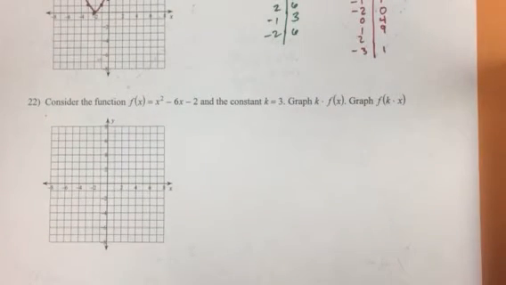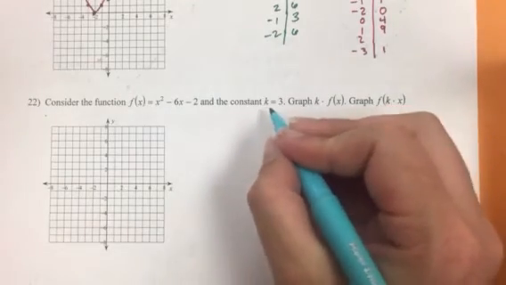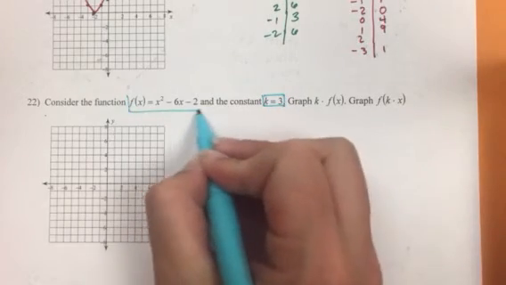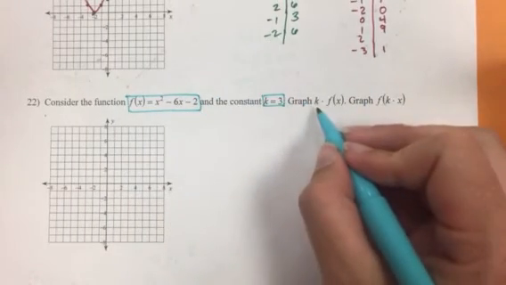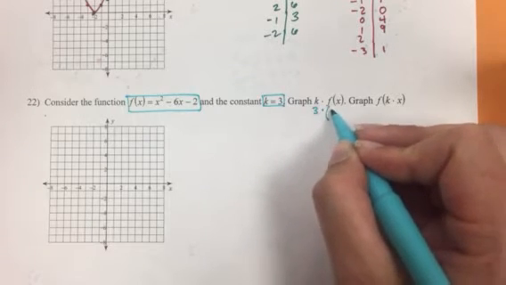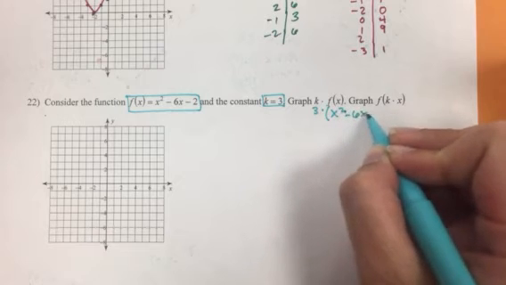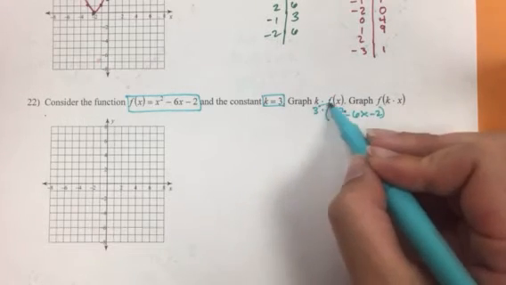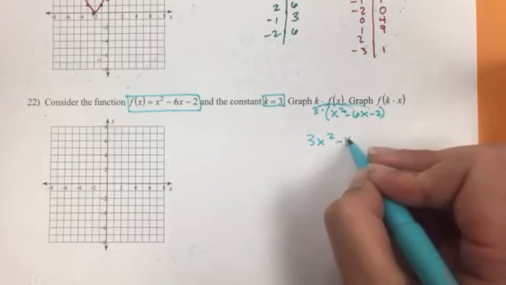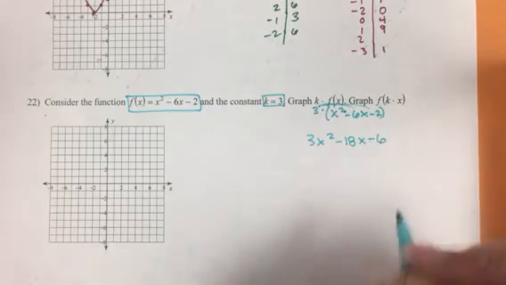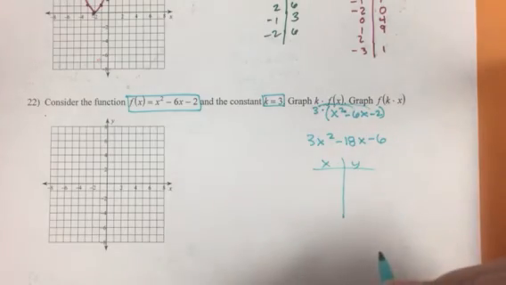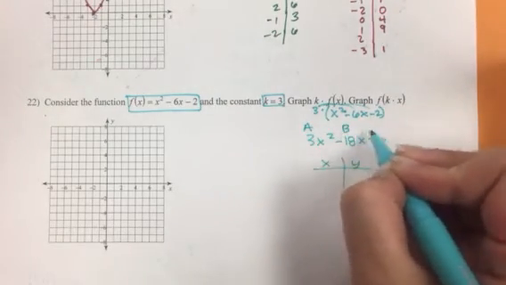Right, 22. We have k is 3, and here's our function. It wants us to multiply k times x squared minus 6x minus 2. So we have to distribute it in. And then you just graph it. So you can make a table, or you can use standard form.